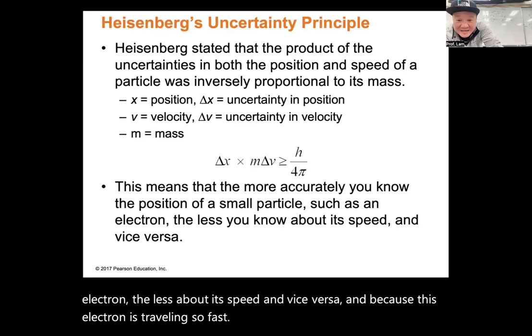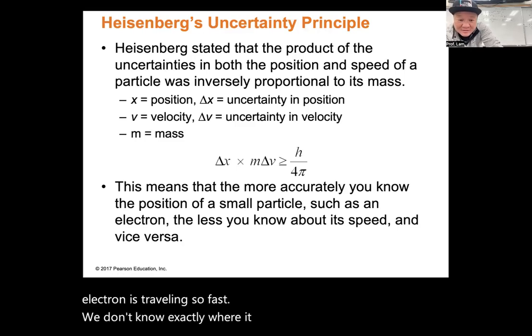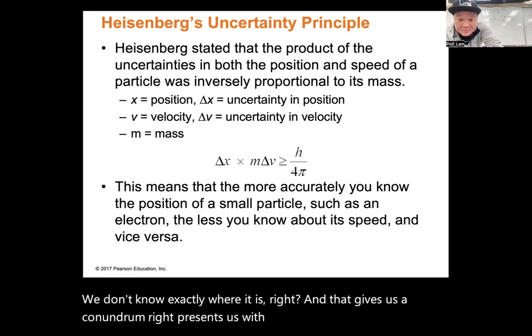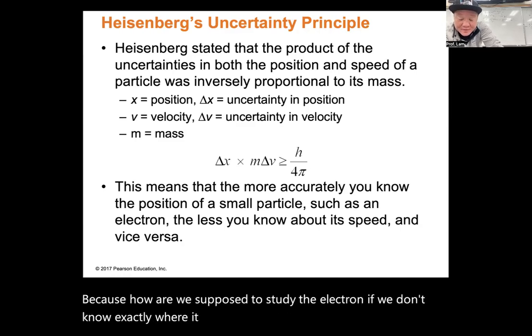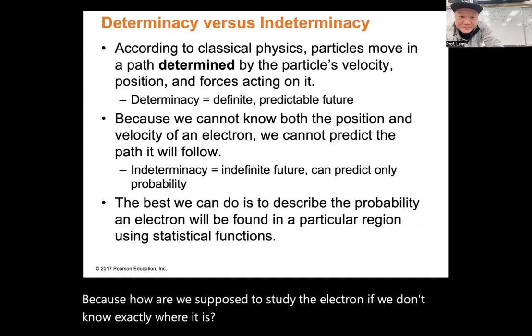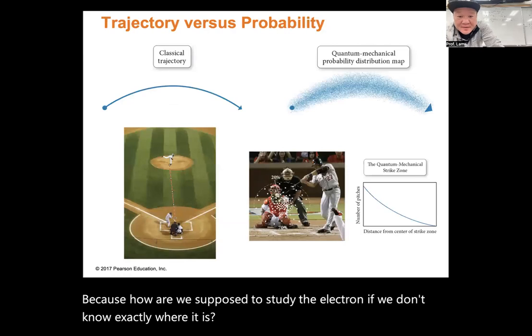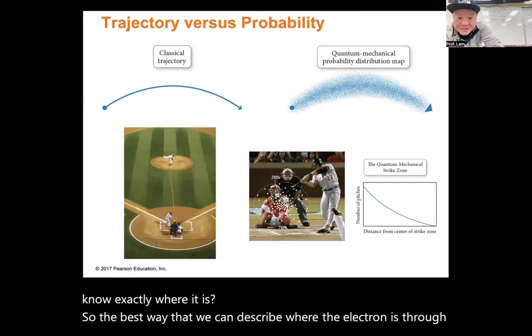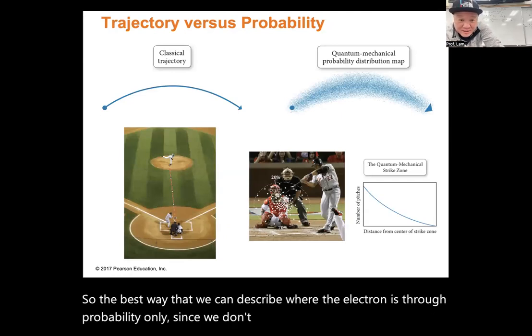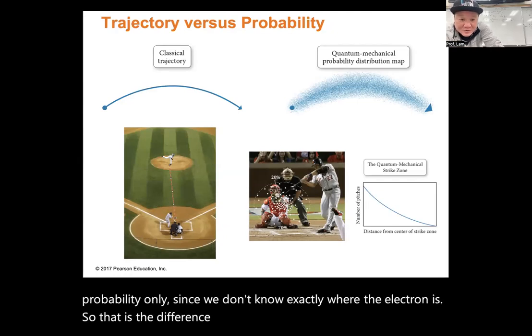Okay. And because this electron is traveling so fast, we don't know exactly where it is, right? And that presents us with a conundrum, because how are we supposed to study the electron if we don't know exactly where it is? So the best way that we can describe where the electron is, is through probability only, since we don't know exactly where the electron is. So that is the difference between classical physics and quantum physics.